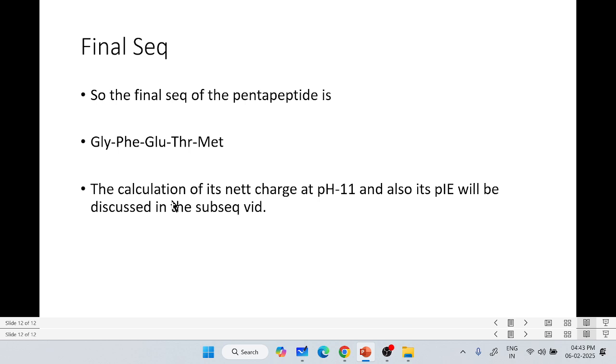So the actual calculation of its net charge at pH 11 as well as its isoelectric point will be discussed in the subsequent video, the link of which I will leave in the comment section.